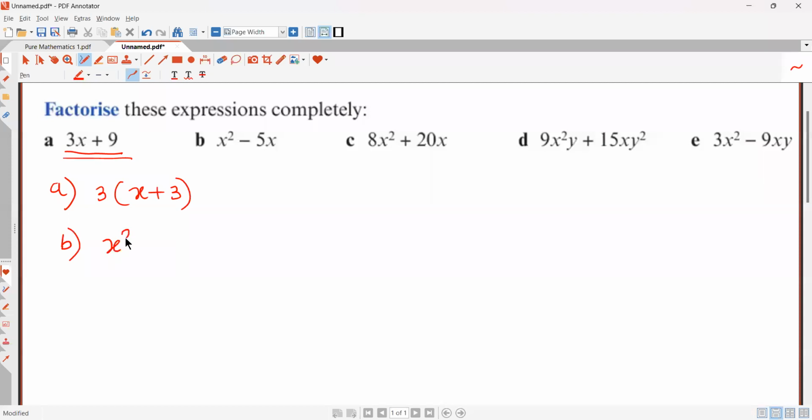B part says x square minus 5x. What did they say? What is the word they use? Factorize. Factorize actually means commoning something out, basically. You're finding common. What is the common between both these terms over here? x is common. So can I write x minus 5? And that is my answer.